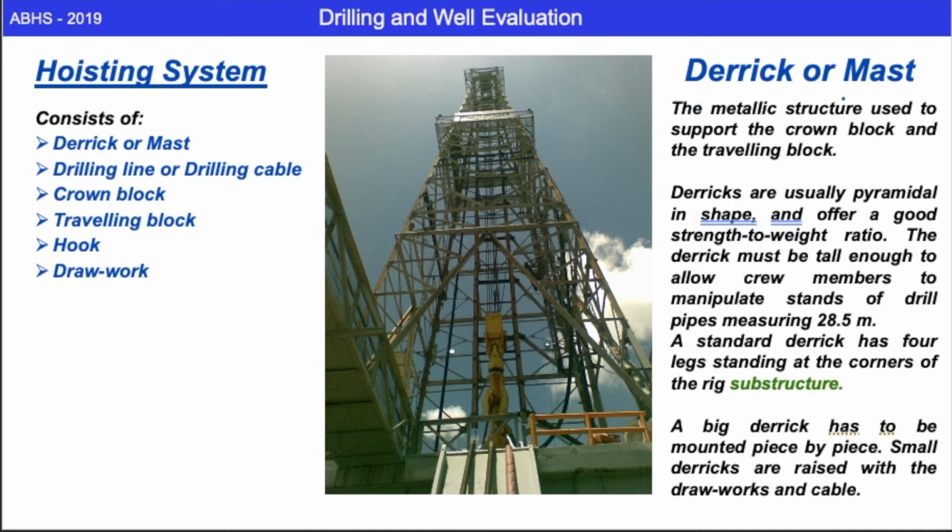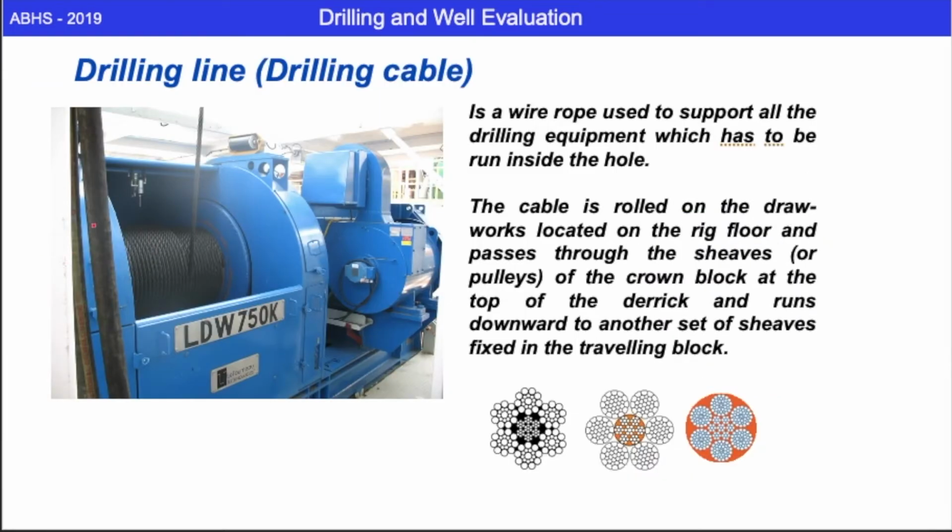The derrick or the mast is usually in the shape of a pyramid because the pyramid actually offers a good strength to weight ratio in order to support the drills that are going up and down into the subsurface. Within the derrick, we usually can find the drilling line or drilling cable. The drilling cable is a wire rope used to support all the drilling equipment which needs to be run inside the drilling hole. The cable is usually rotated in a drawworks located in the rig floor.